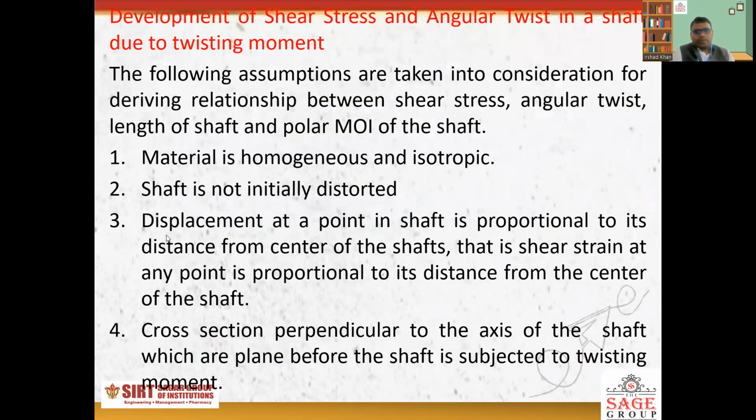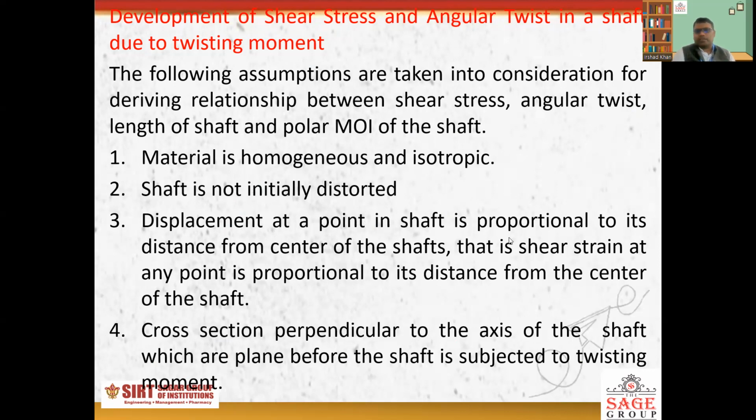So these are the assumptions before deriving the torsion equation. The material is homogeneous and isotropic, and the shaft is not initially distorted. So these are two assumptions, and the third assumption is that the displacement at any point is proportional to the distance from the center of the shaft. I will explain more later on.